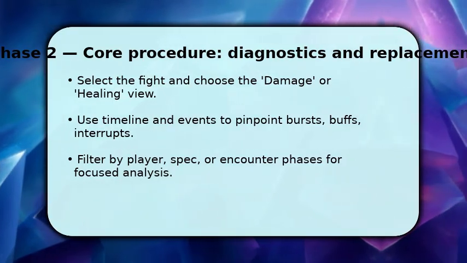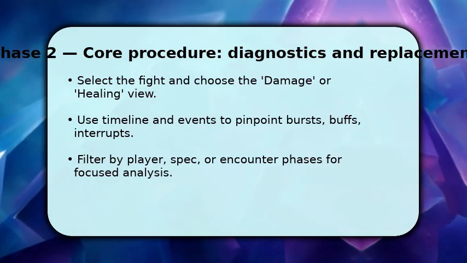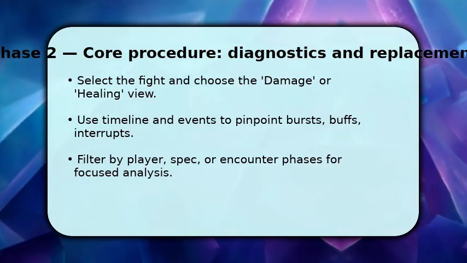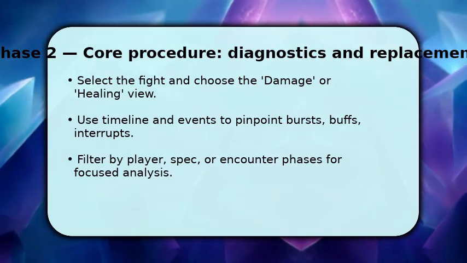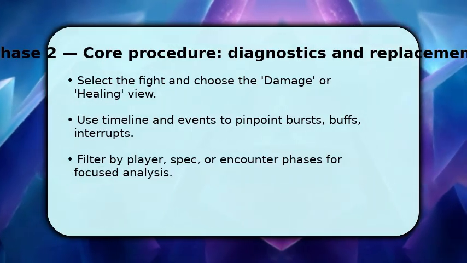Make sure to set phase markers for mechanics, then filter by player or spec to isolate performance. By comparing casts per minute and ability uptime, you'll see where rotations failed and what to improve next.